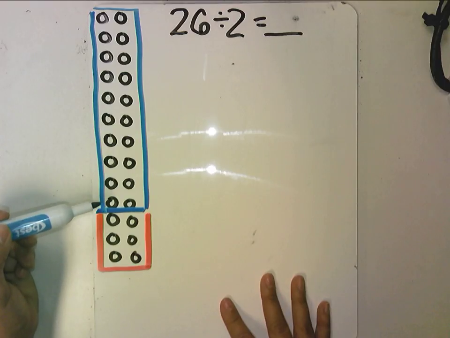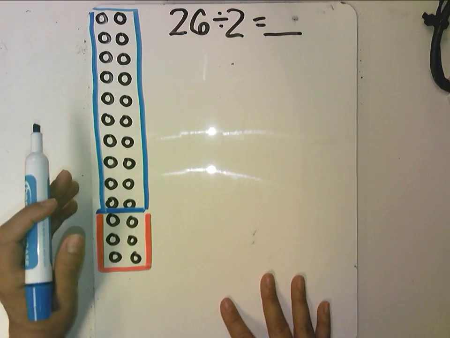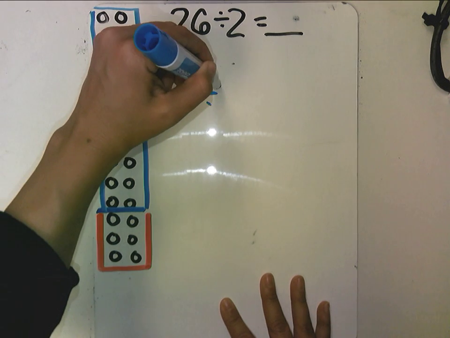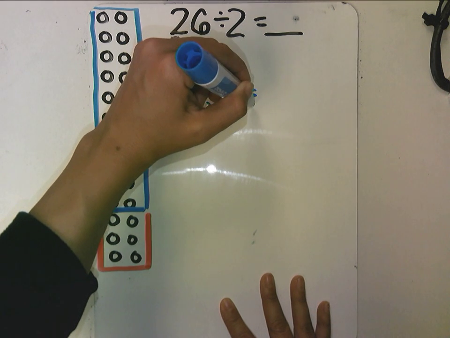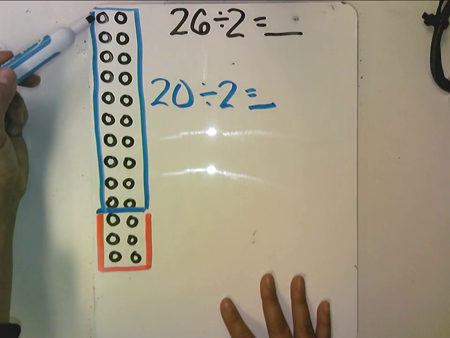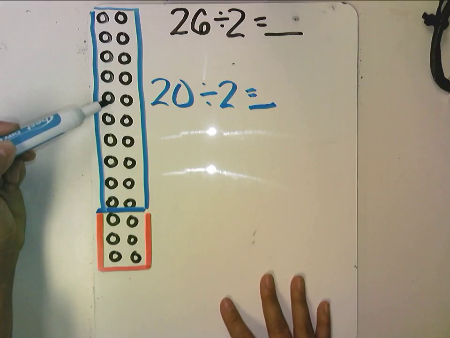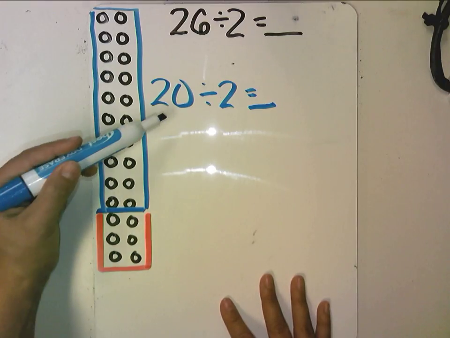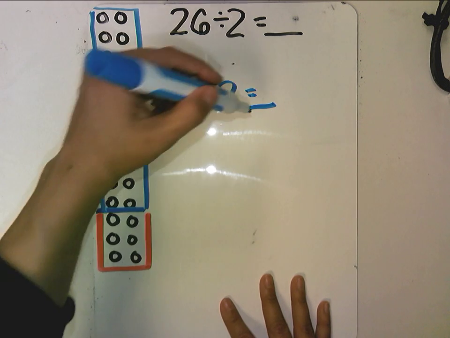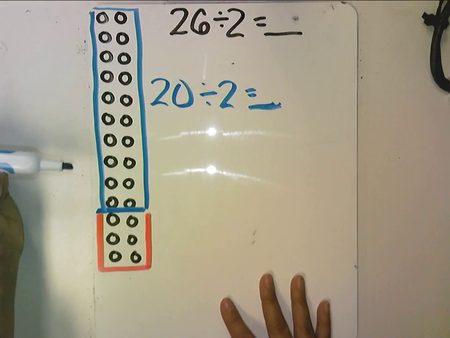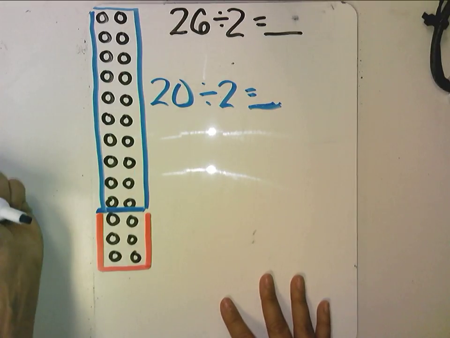So our first equation on this side is going to be 20 divided by 2 equals, we don't know yet. Let's make sure there's 20 here. 2, 4, 6, 8, 10, 12, 14, 16, 18, 20. Our total number of circles is 20, and we're dividing it by 2. 20 divided by 2 equals, well, we have to figure out, if you break 20 in half, how many does that equal?